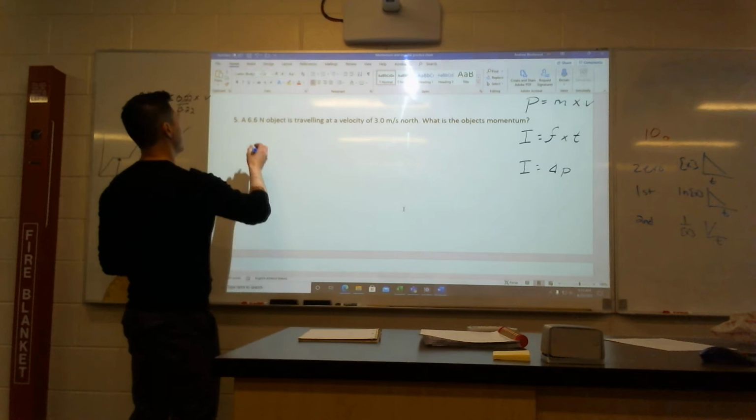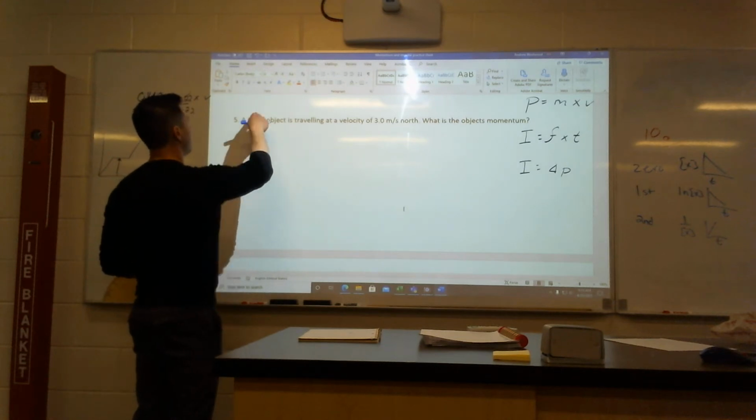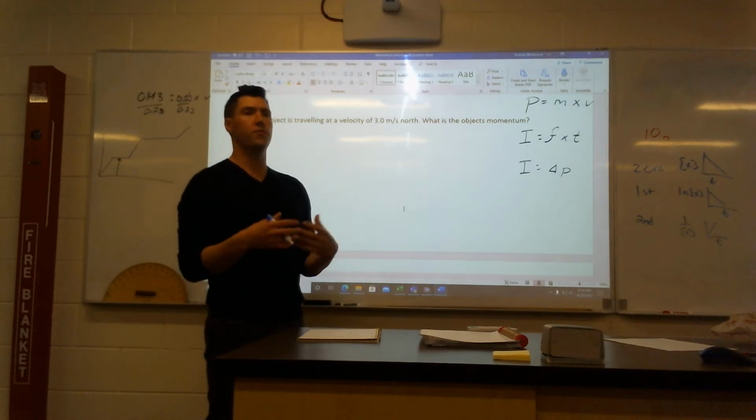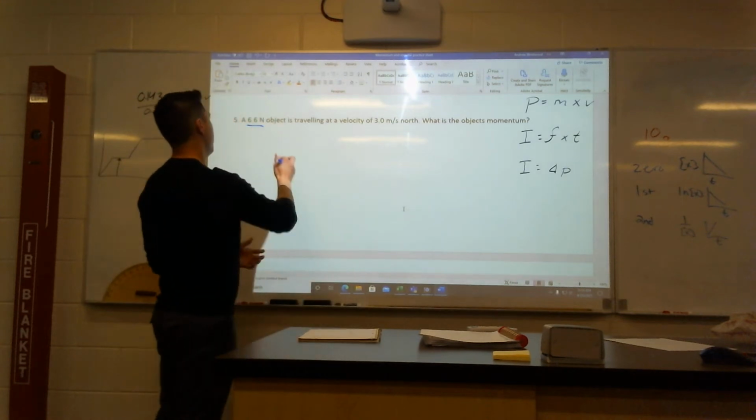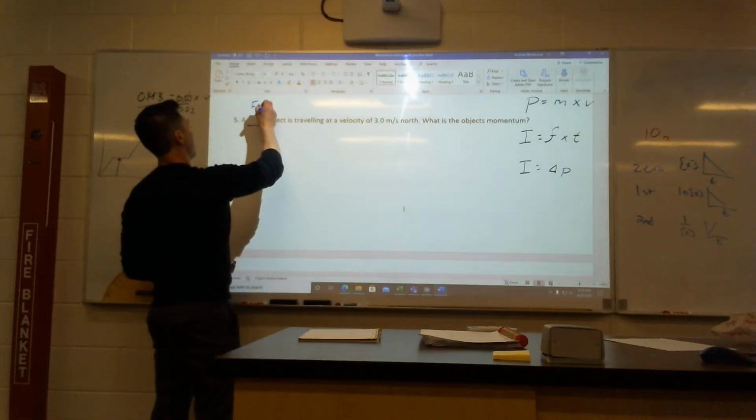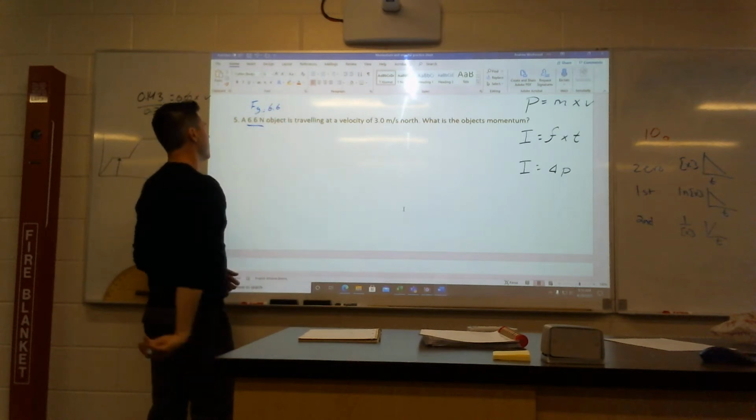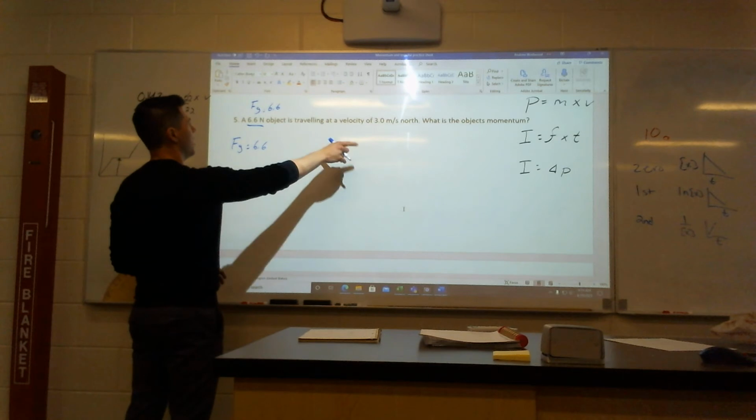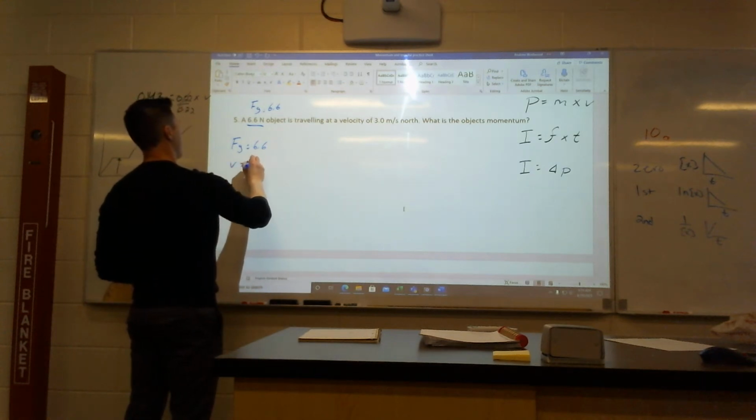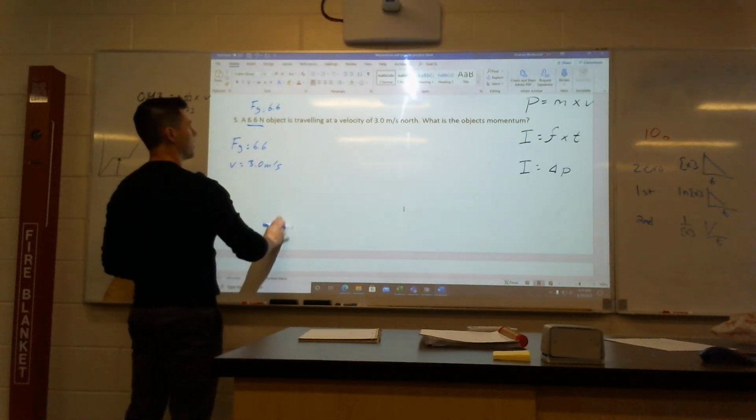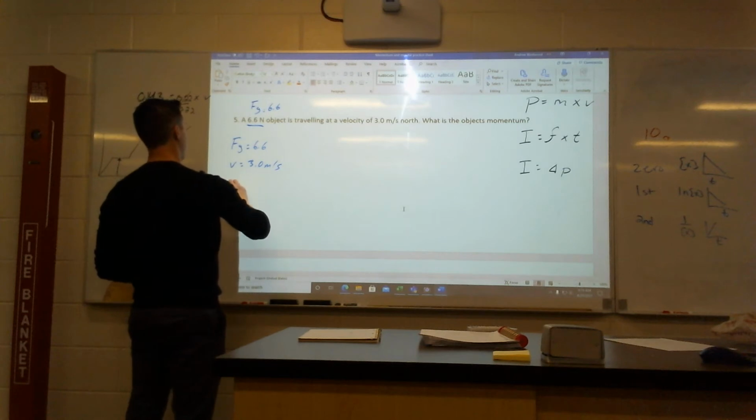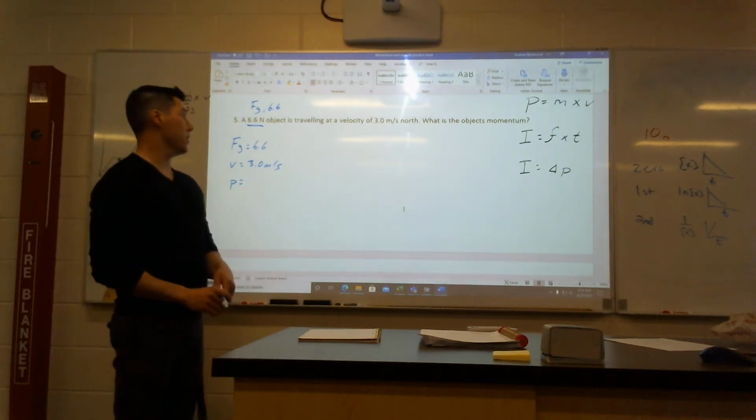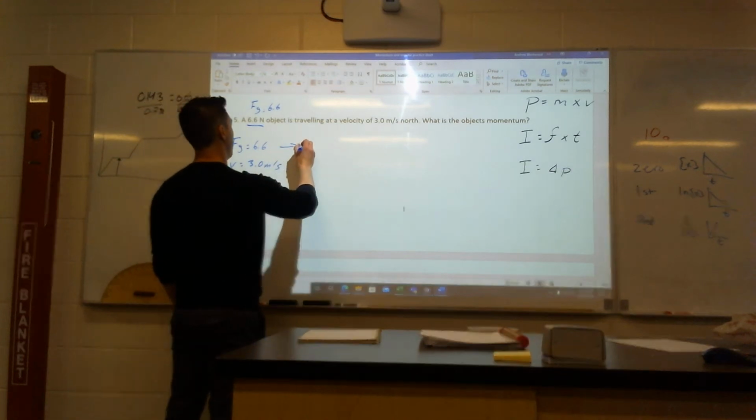So it says a 6.6 Newton object. What the heck does Newton mean? Well, if you think of what we use Newtons for, it's force. So it means the force of gravity on this object is 6.6. It is traveling at a velocity of 3 meters per second. What is the object's momentum? So I need to find momentum. Basically, I want mass, right? I want this to turn into a mass.